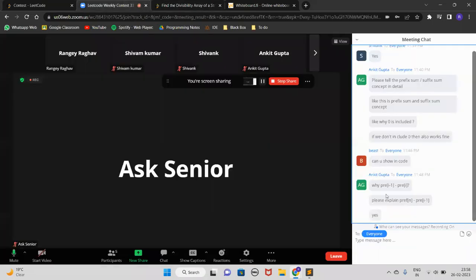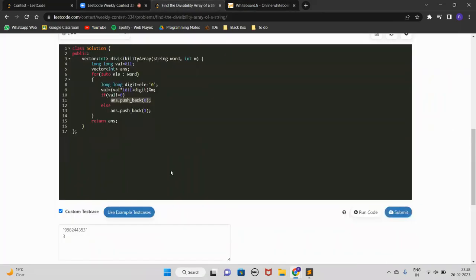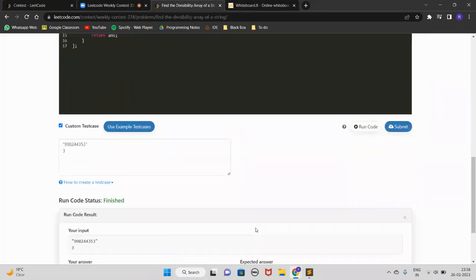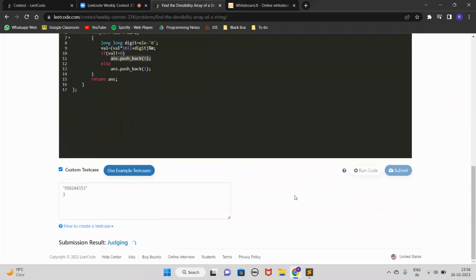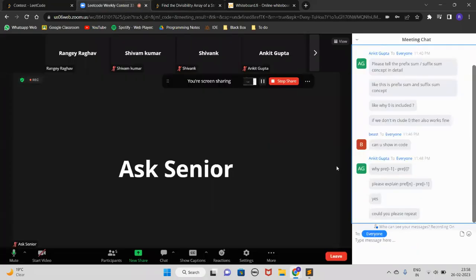So, any problem with this divisibility, find the divisibility array of string. Is it clear? Could you please repeat?